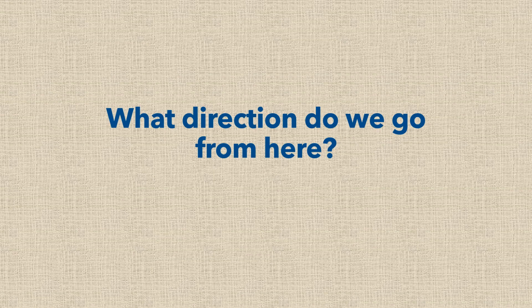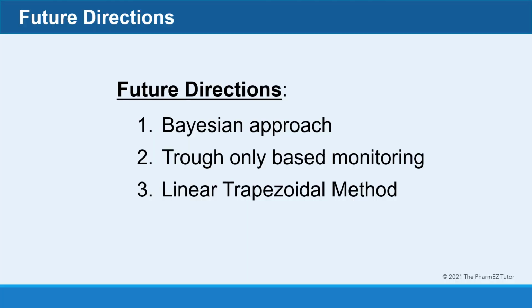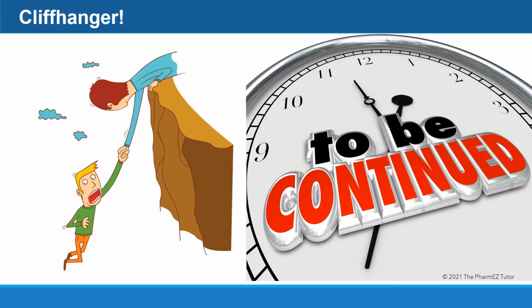So in what direction do we go from here? So here are our choices. The Bayesian approach is recommended, but it is associated with several key disadvantages. Trough-only based monitoring is discouraged by the current consensus guidelines. The third choice is to use what is known as the linear trapezoidal method, which is a new way to dose and evaluate vancomycin using AUCs. Well, we have run out of time, so we'll talk more about the linear trapezoidal method in Part 5, our final installment of Practical Pharmacokinetics.